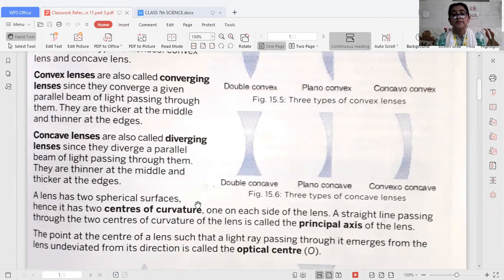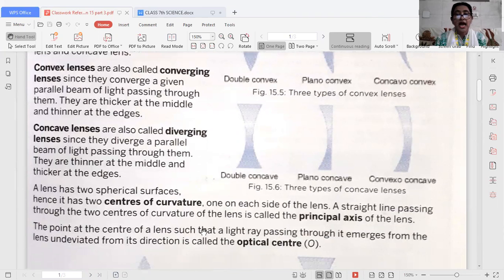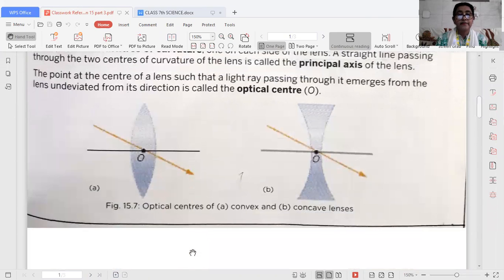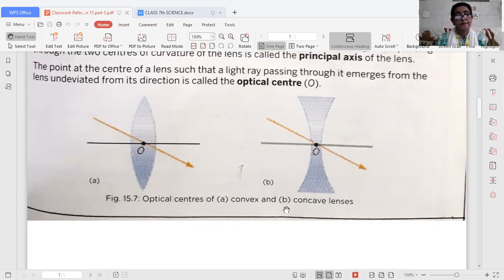Now, what is the principal axis? A straight line passing through the two centers of curvature of the lens is called the principal axis. And the point at the center of a lens such that a light ray passing through it emerges from the lens undeviated from its direction is called the optical center. As you can see here, this is the optical center of both, one a convex lens, one a concave lens.